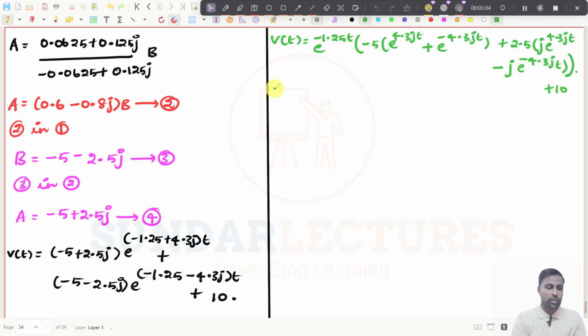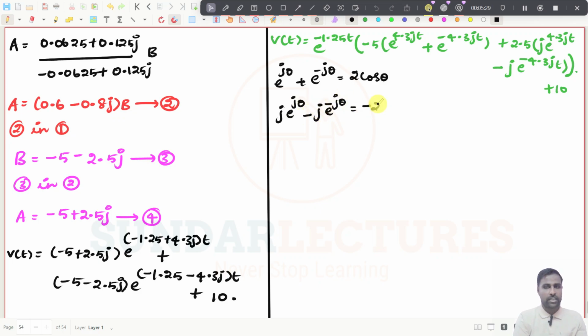See, we know both formulas, right? What are the two formulas we've already seen? e power j theta plus e power minus j theta can be written as 2 cos theta. And also j e power j theta minus j e power minus j theta can be written as minus 2 sine theta. This is the first one and this is the second one, and if you further simplify this, we can easily write the v of t value.